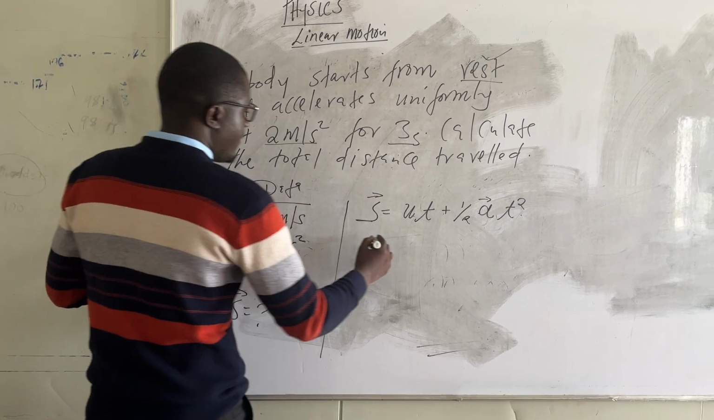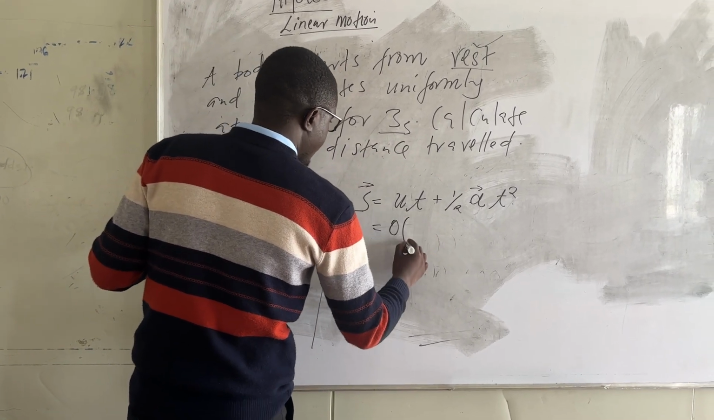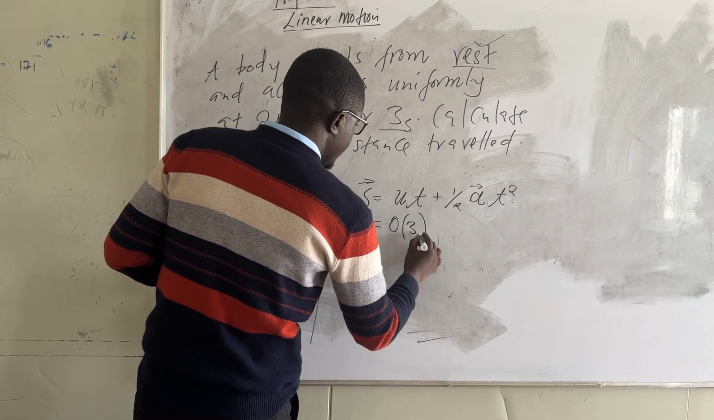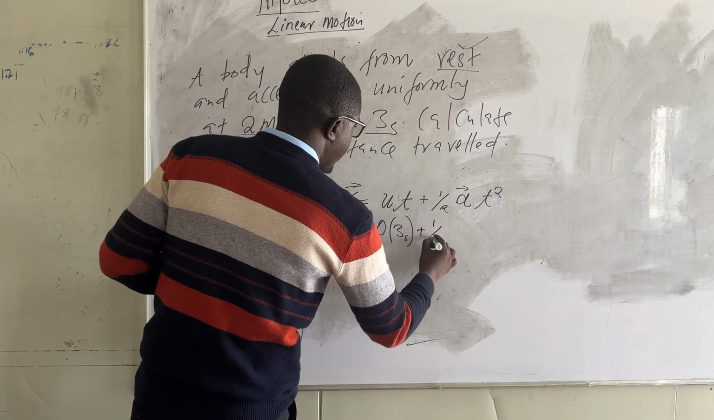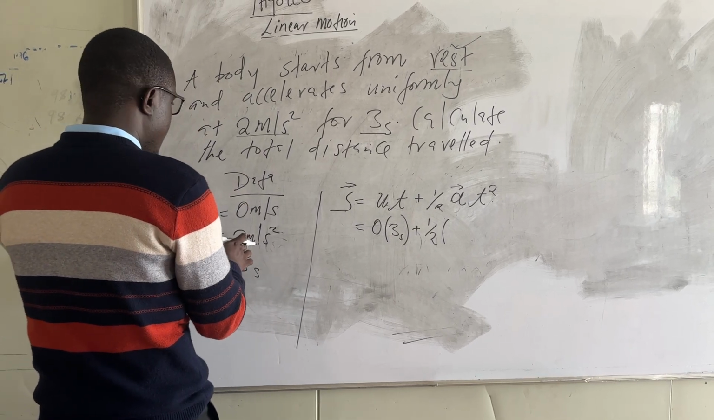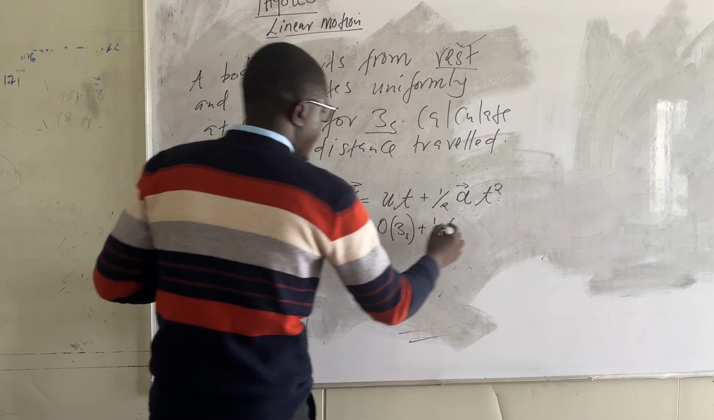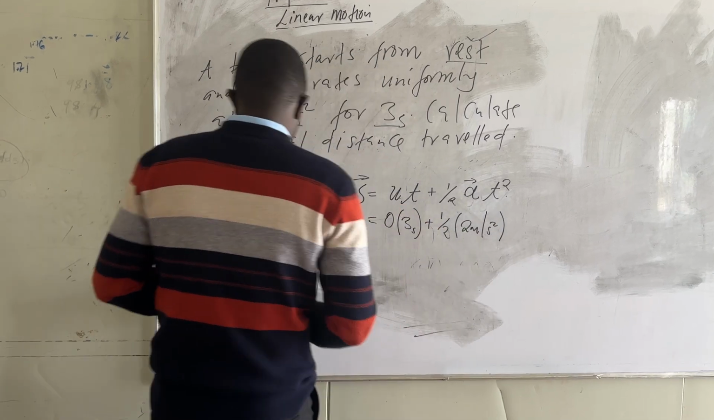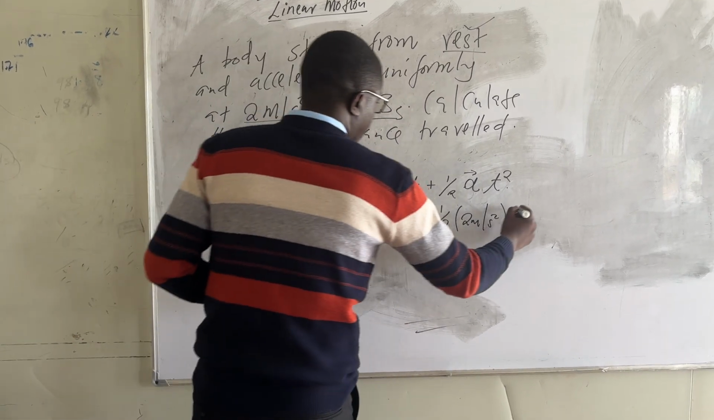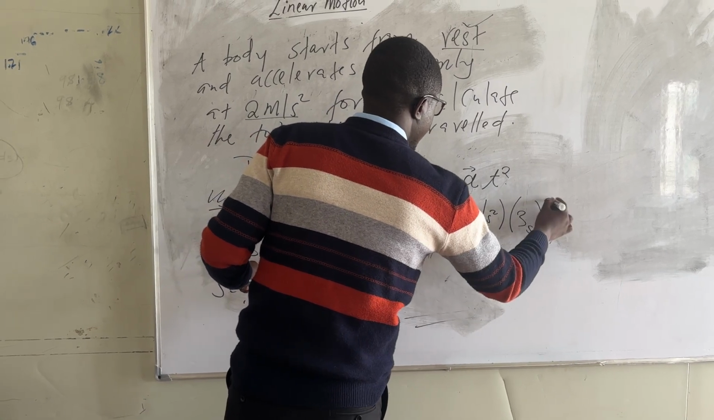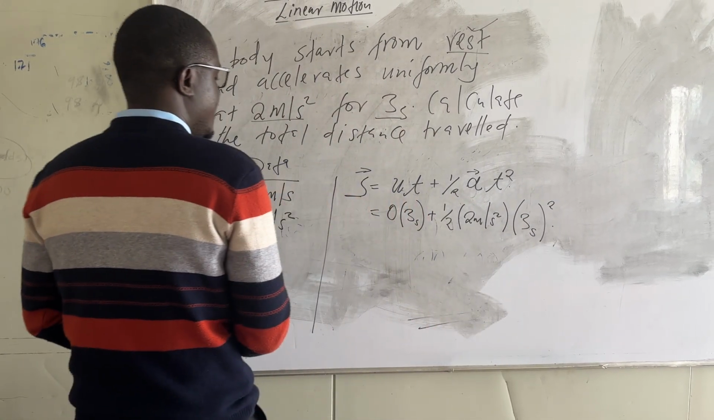We know that the initial velocity given is 0, and our time here was 3 seconds, plus half. What was our acceleration? Our acceleration here is 2 meters per second squared. And what was our time? Our time was 3 seconds to the power 2, like that.